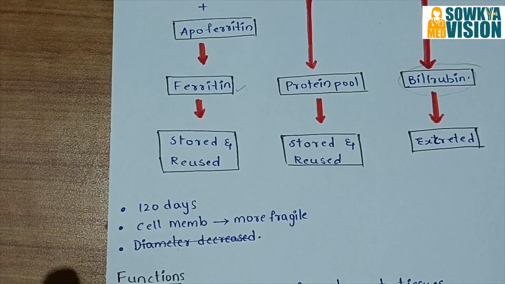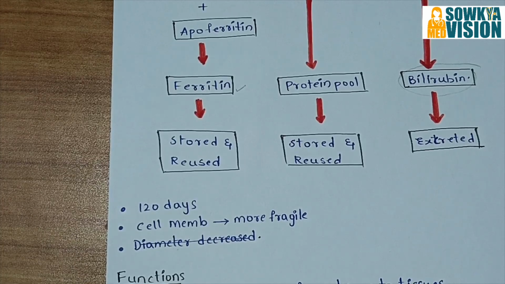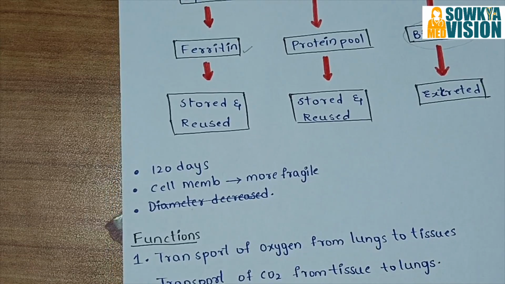So, as I said, what is the lifespan of each RBC? It is about 120 days. After surviving 120 days, they attain the senile period. They enter into the spleen for destruction and the fate of RBC is achieved. Now, the cell membrane of RBC becomes more fragile, which helps in easy destruction.